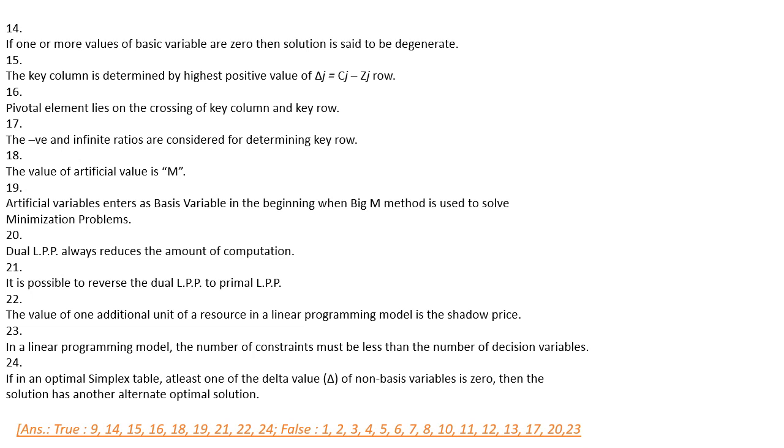True. The value of one additional unit of a resource in a linear programming model is a shadow price. True. In a linear programming model, the number of constraints must be less than the number of decision variables. False. If in an optimum simplex table, at least one of the delta values of a non-basic variable is 0, then the solution has other alternative optimum solutions. True.